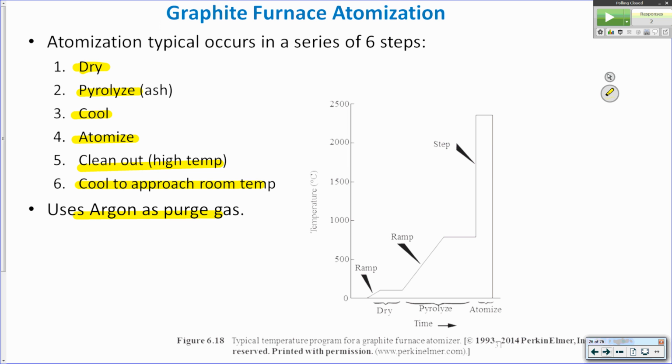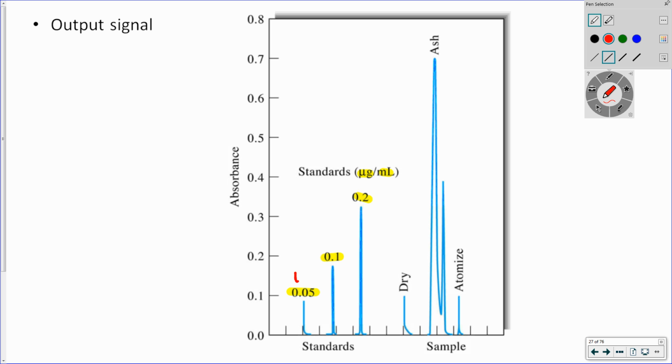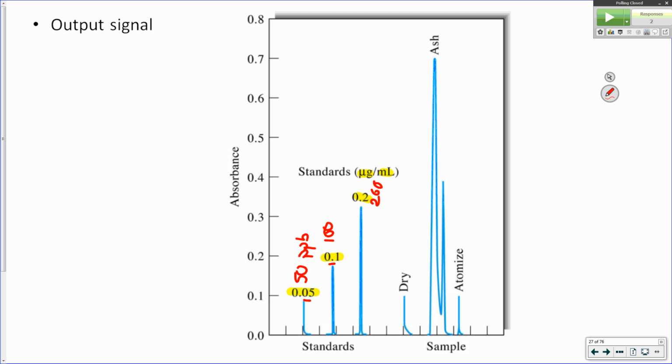All right, if we look at the output, this is an example of an output that we would have. So in the first couple of things they put in here, these are standards at 0.05, 0.1, and 0.2 micrograms per milliliter. So if we think about that, that's a part per million. So this is, if we want to, 50 parts per billion, 100, and 200 parts per billion. There's a relationship between the height of the signals and the concentrations. So these are standards that we have in these first three.